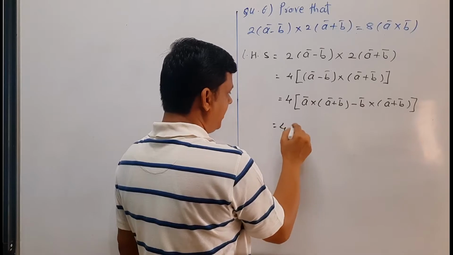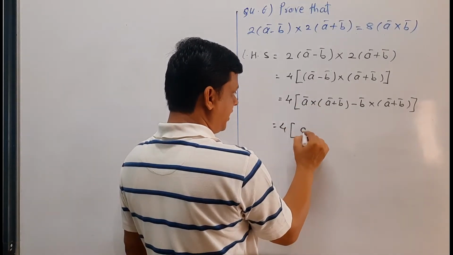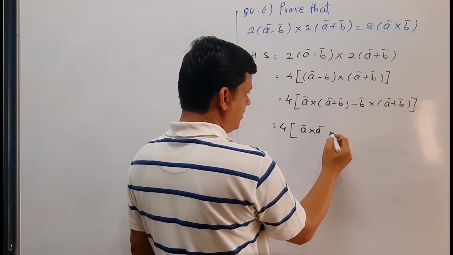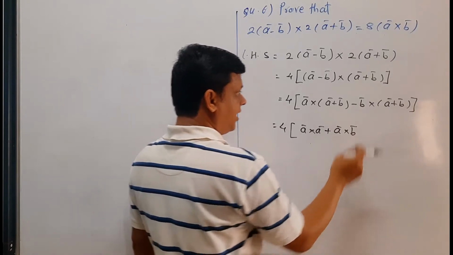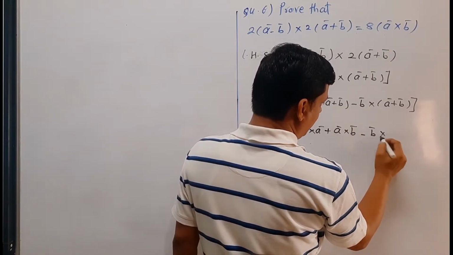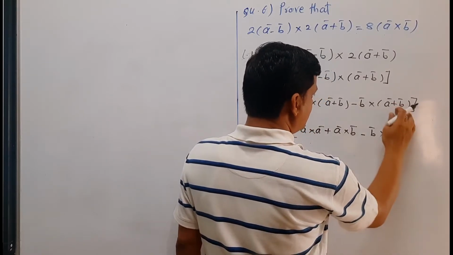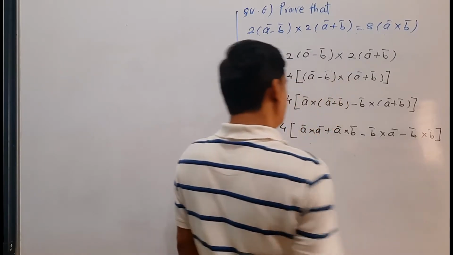Now multiply by a bar. So we write here cross product. So we write a bar cross a bar plus a bar cross b bar. Then multiply by minus vector b. So we write minus b bar cross a bar. Then plus minus minus b bar cross b bar.